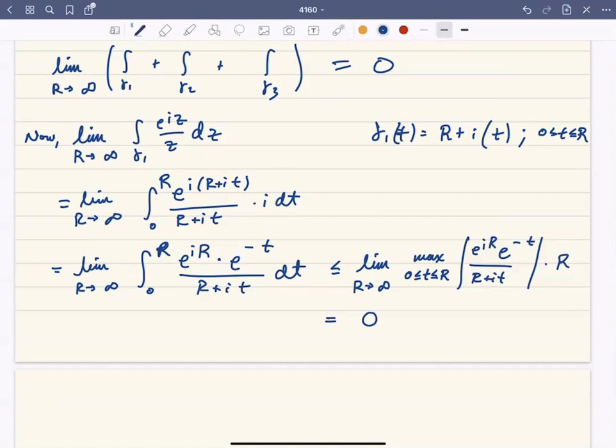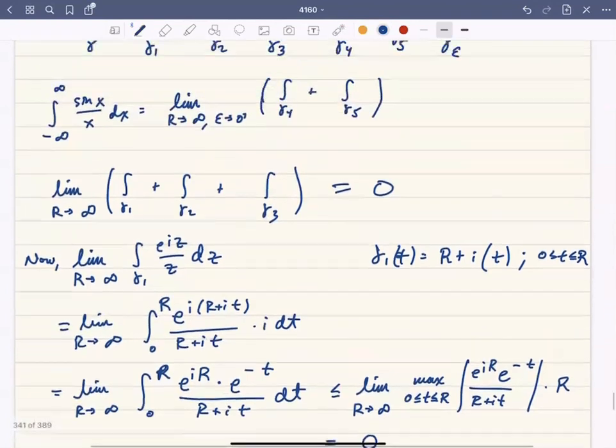If you wanted to do this super formally, you could look at the function e to the negative t over r plus it. And in fact, you could take the modulus, turn this into a function with real coefficients, do the calc 1 thing, find the maximum, and it'll turn out to be e to the minus r with some constants in front. And so if you have e to the minus r times r, that's going to go to 0 by L'Hopital's rule. Anyways, I'll let you fill in the details, but that's how that works. And that's just gamma 1. Gamma 2 and gamma 3 are going to be similar.